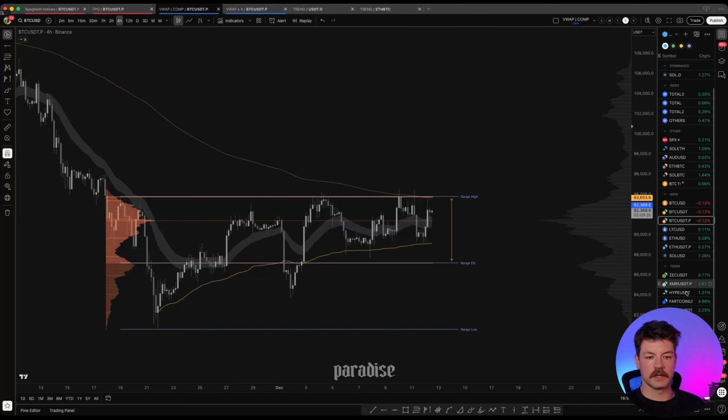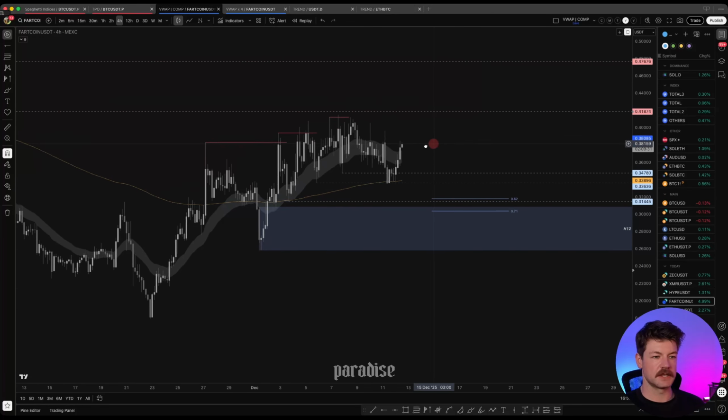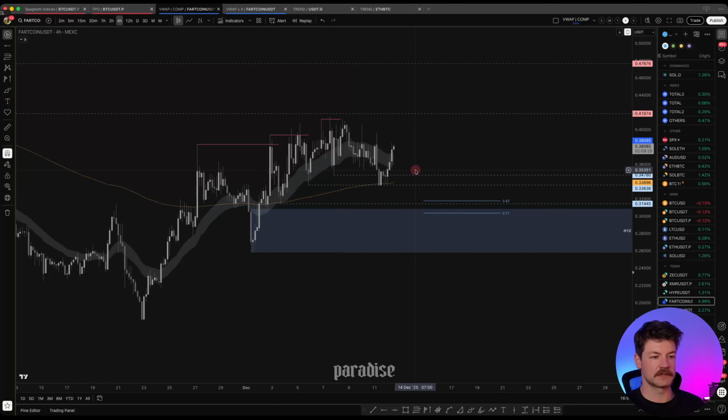All right, we'll have a very quick look at some altcoins. FARTCOIN's one I've been discussing a lot. Obviously, it came and swept all these lows overnight, came to the H4 200 EMA, has pushed up quite nicely.